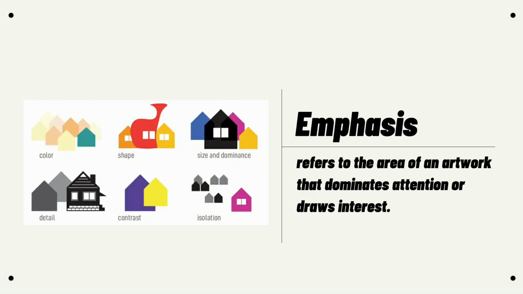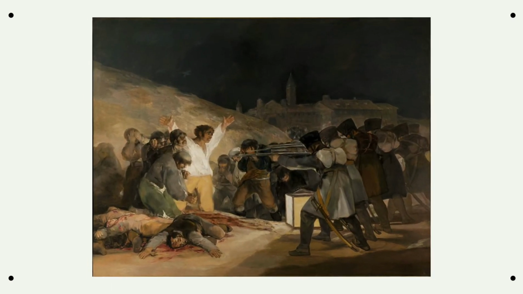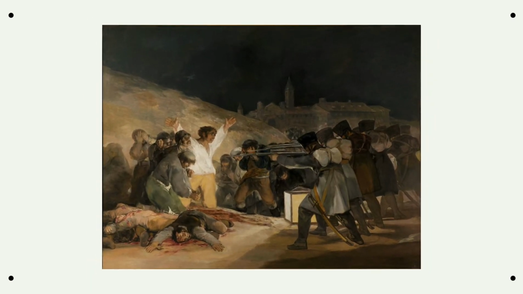Emphasis refers to the area of an artwork that dominates attention or draws interest. It is often the place a viewer looks first. Artists create emphasis by contrasting the elements of art, such as color or shape. In this example of emphasis in art, Goya highlights the man in white by putting him in a spotlight, having the man wear bright clothes, having many lines throughout the composition pointing to the man, and having his emotional face be one of the only faces shown.